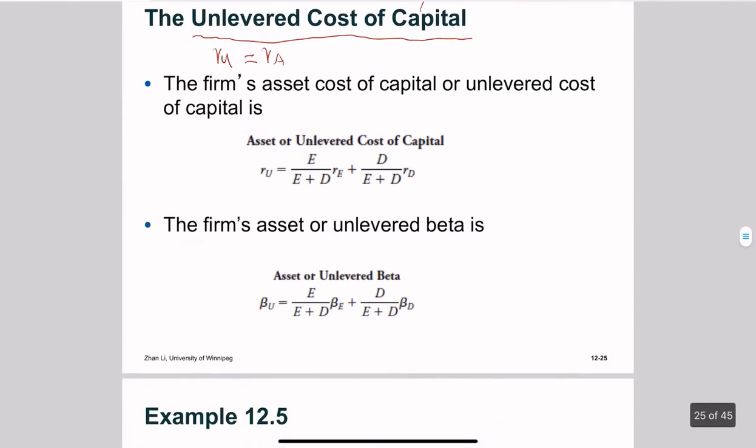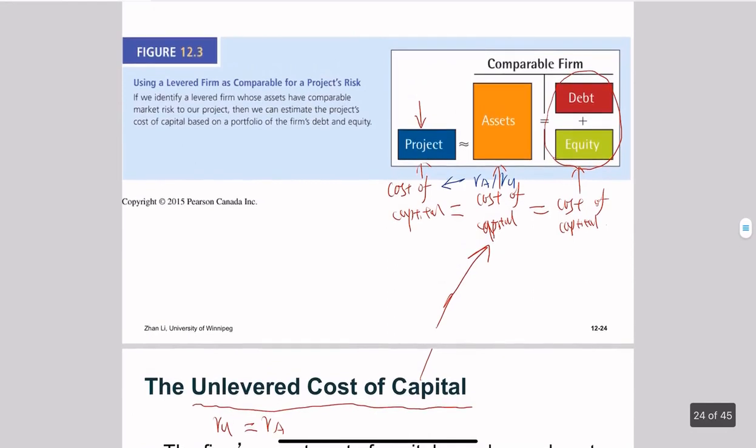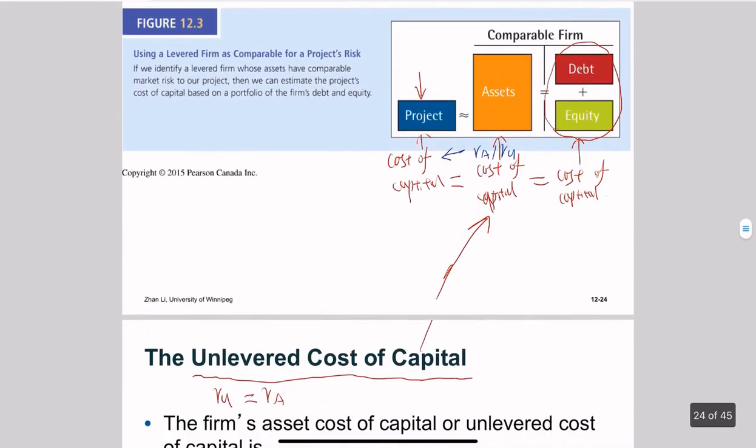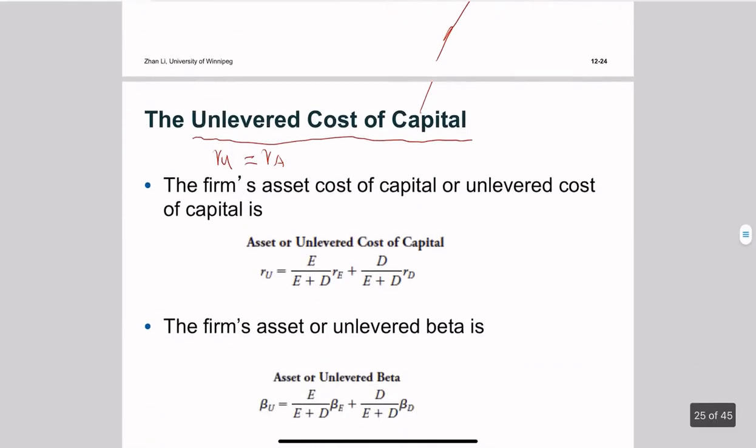Now, this formula gives you the idea. How do you calculate the asset or unlevered cost of capital? The idea here is, well, we know that we could consider the asset as a portfolio of debt and equity, right? So basically, we could use the portfolio weight on debt and the portfolio weight on equity to get the portfolio return, right? So you can see that this portfolio contains two investments, equity and debt. And the portfolio weight of equity is given by this, and the portfolio weight of debt is given by this.